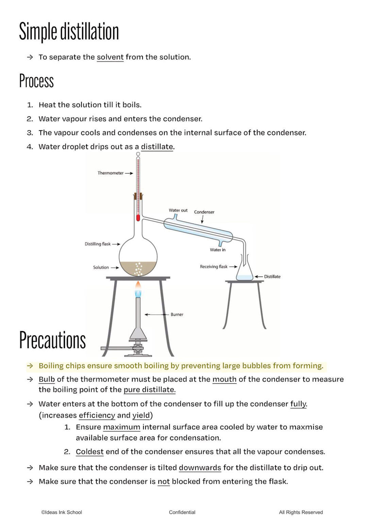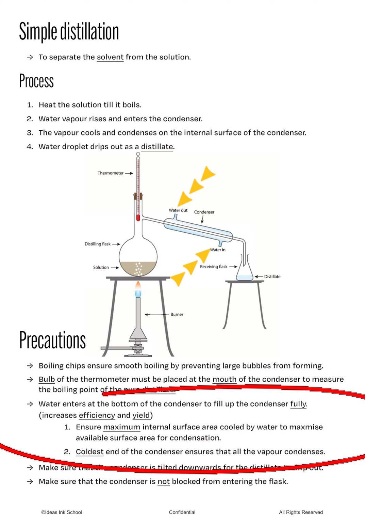Boiling chips are used to ensure smooth boiling by preventing large bubbles from forming. The bulb of the thermometer must be placed at the mouth of the condenser to accurately measure the boiling point of the distillate. When setting up the condenser, we need to make sure that the cold water enters from the bottom. This ensures maximum internal surface area cooled by water, thus maximizing the available surface area for condensation.